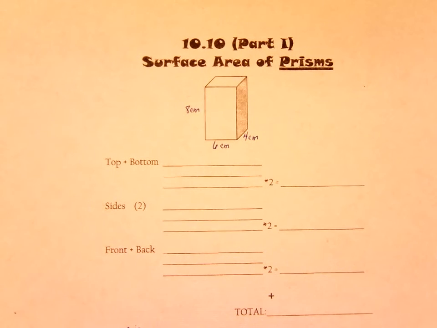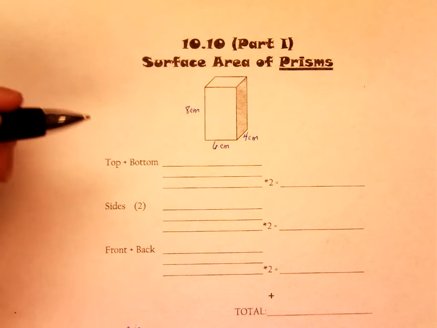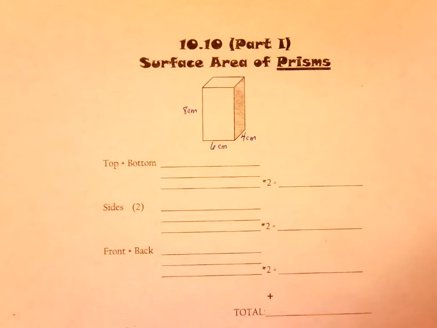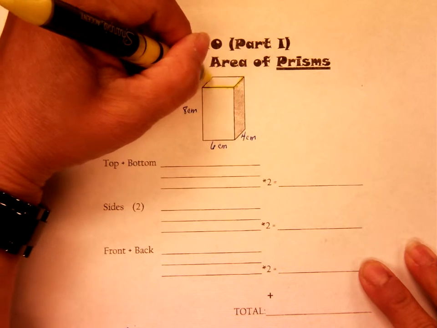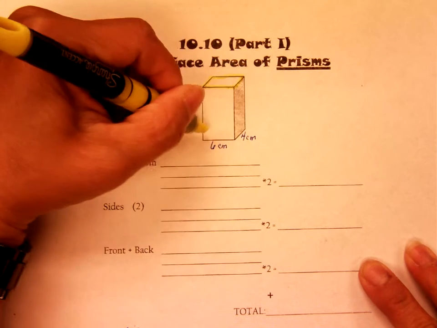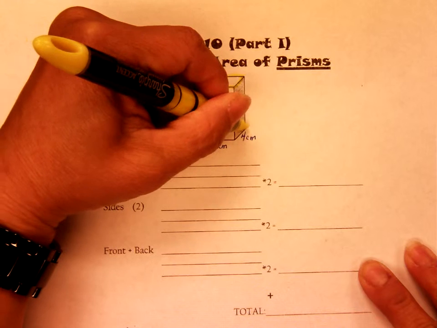Okay, so today's lesson is 10.10, Part 1, Surface Area of a Prism. To find surface area, we are looking at each individual side of a box. So here we have top and bottom. If I highlight my top and bottom, here's my top, and this would be my bottom right here.